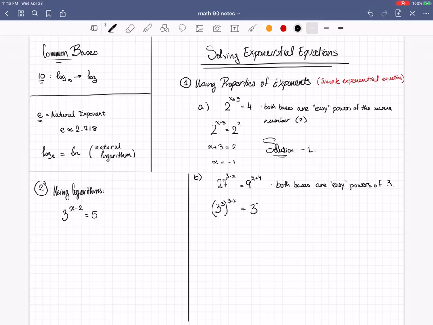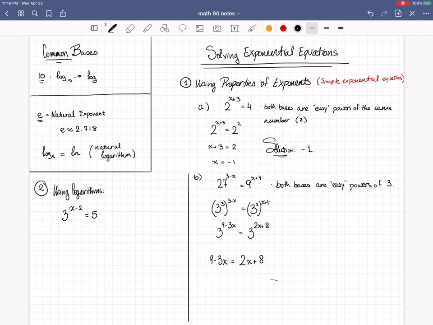9 is 3 squared. And then from there, you remember that when you have a power raised to another power, the powers multiply. So what we end up with is 3 to the power 9 minus 3x is equal to 3 to the power 2x plus 8. So since we have two different powers of 3 equal to each other, we have 9 minus 3x is equal to 2x plus 8.